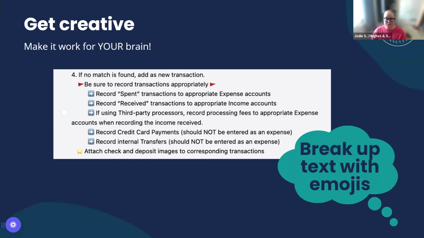So this example is breaking up the text with emojis. That just helps to draw the eye to where you want it to, and gives your eye a break as you're reading through. But that's one fun thing that you can do within Keeper and within your SOPs there.